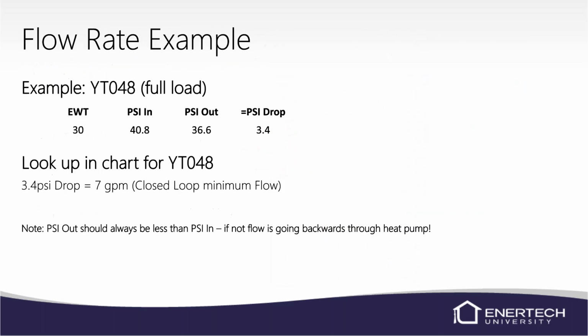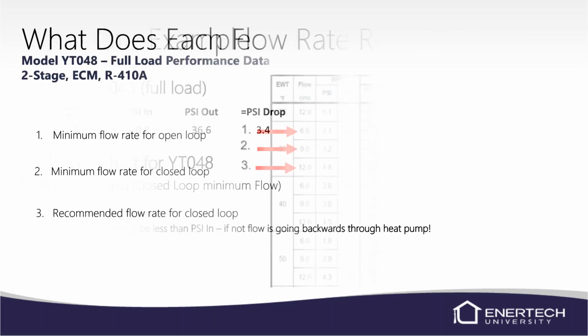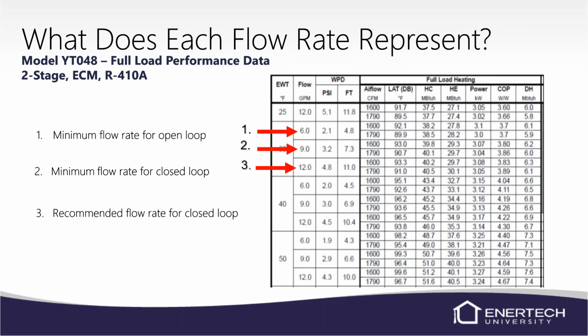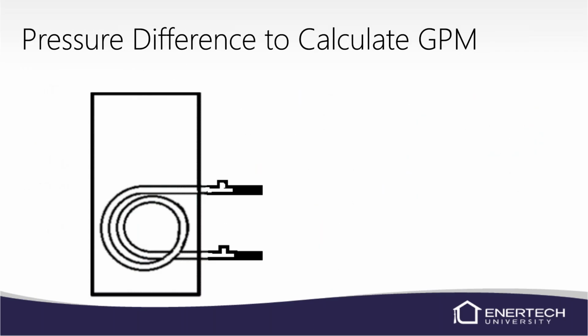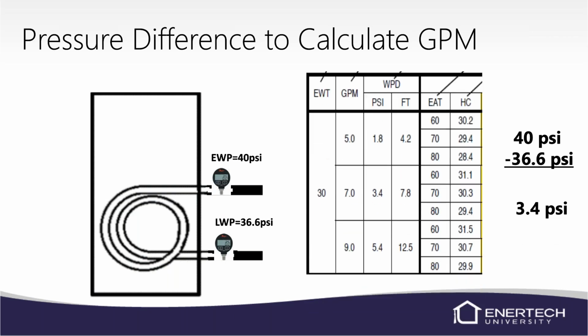Or excuse me, if it's 3.4, sorry about that, 3.2 would be pretty close. So in this example, it would tell us it was 9 GPM. And we could be a little bit off in it, but basically pressure in, pressure out. So 40 minus 36.6 is 3.4. So if we look in this chart, 30-degree entering water temperature, 3.4 pound pressure drop would equal our 7 GPM. That 7 GPM would be the minimum flow rate for a closed loop system.